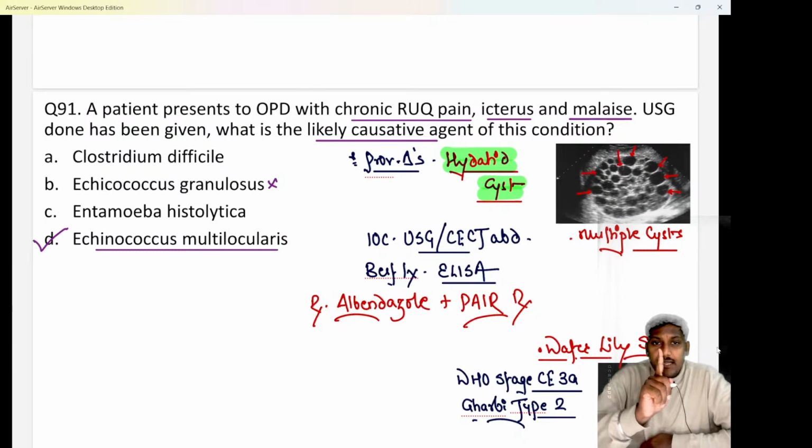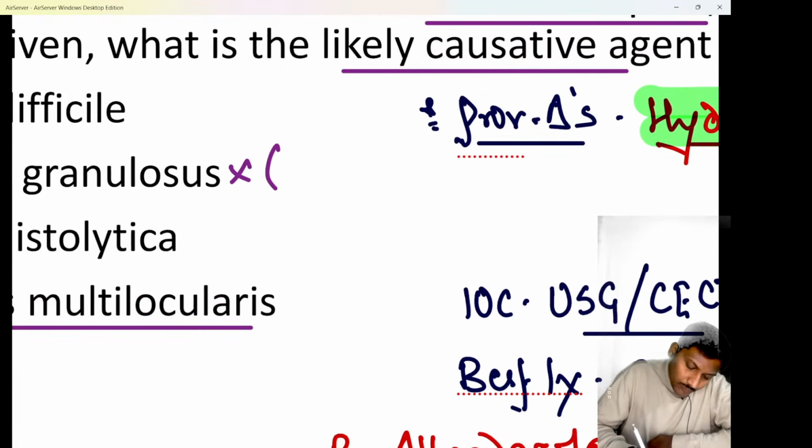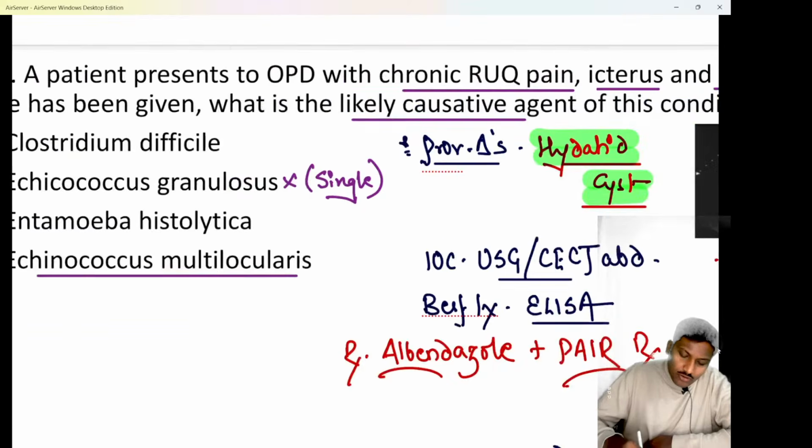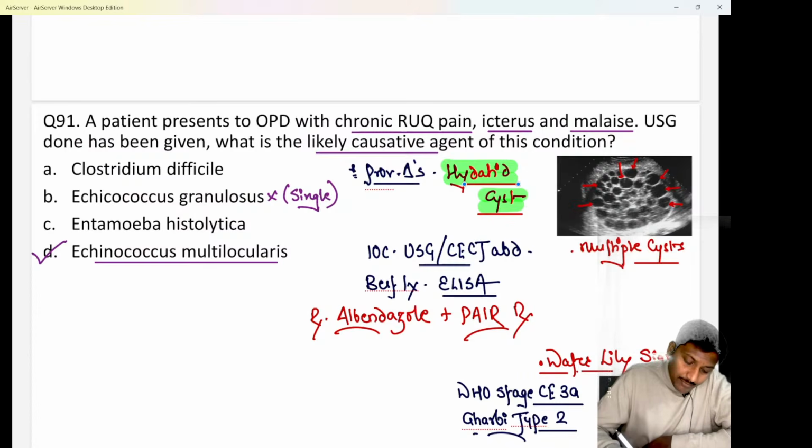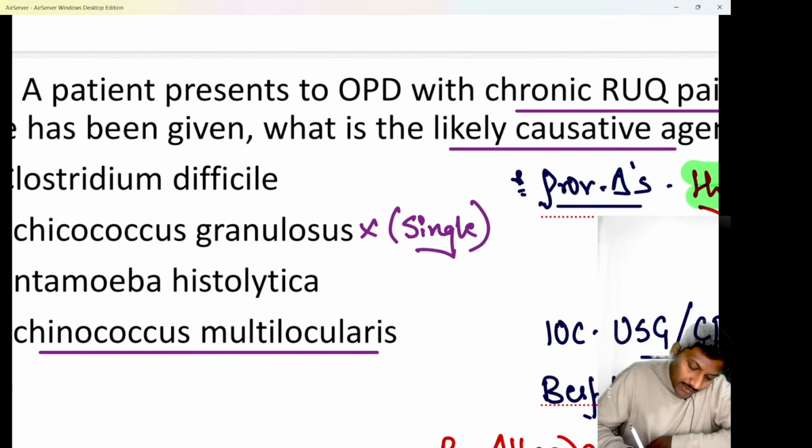Okay, if it was a single cyst, my answer would have been Echinococcus granulosus. If there was a single hydatid cyst in the liver, then my answer remains Echinococcus granulosus. This has been a PYQ. Do not get confused again. Clear? Clostridium difficile is a bacterium known to cause pseudomembranous colitis. We know after taking broad spectrum antibiotics, if the patient develops diarrhea, that condition is pseudomembranous colitis.